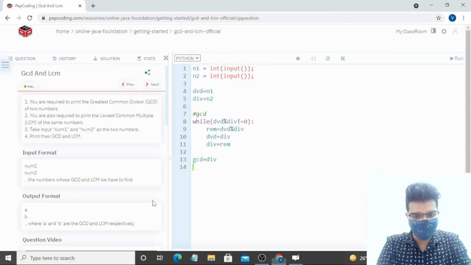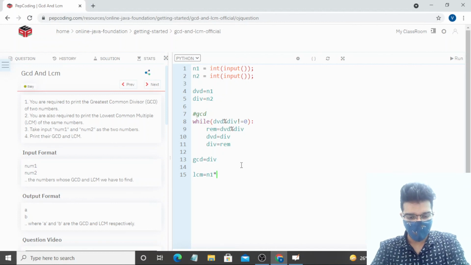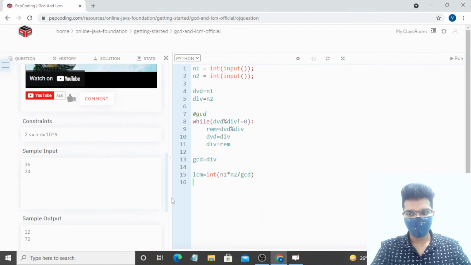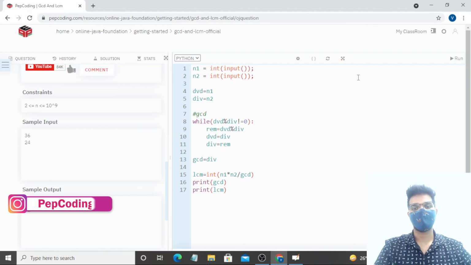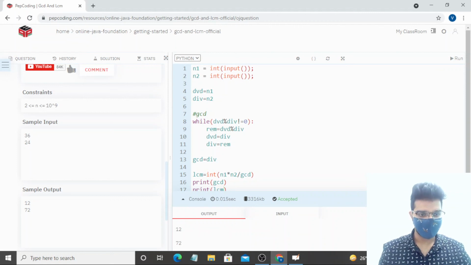Now let's calculate our LCM. LCM is equal to n1 into n2 divided by GCD. Also, we need an integer value, so I'll convert it into an integer. Now let's see the output format in which we have to print it. We simply print my GCD and my LCM. Now let's try running our code and see if this works. Our code is running. Now let's try submitting it.